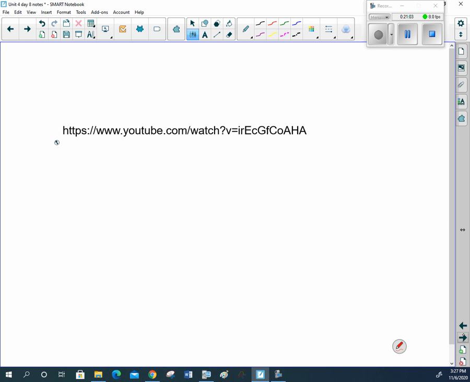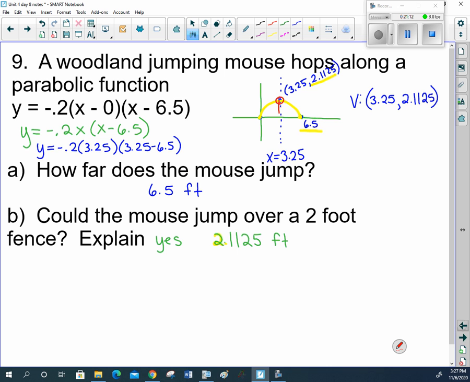So this next slide, if you were in class, I would click on this and you could actually see a woodland jumping mouse and you could make a decision for yourself whether you thought that was really good data and that the mouse could jump over a 2-foot fence.